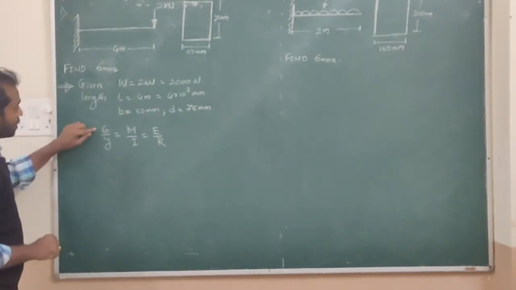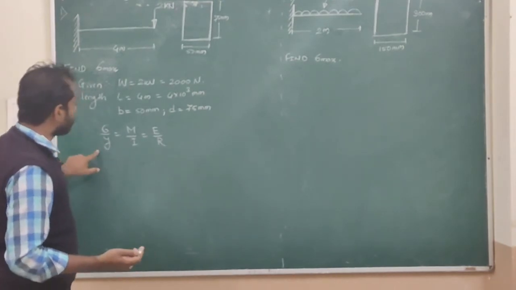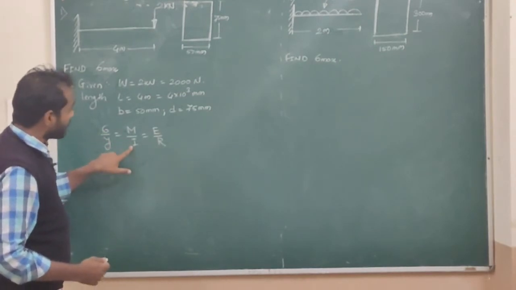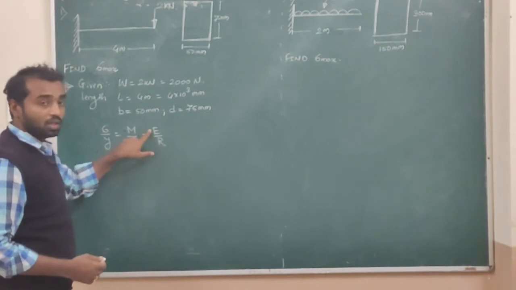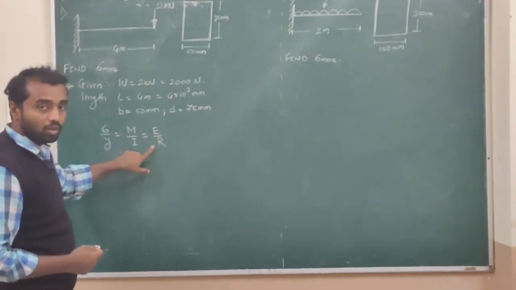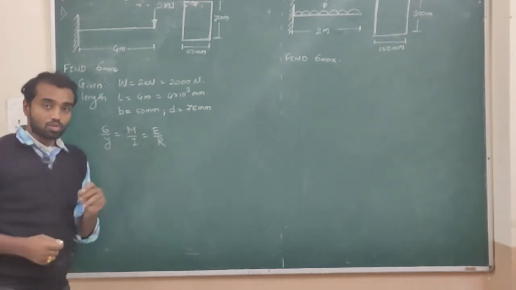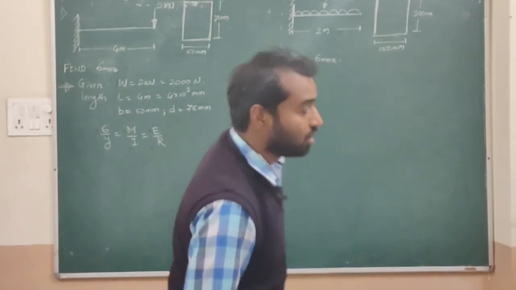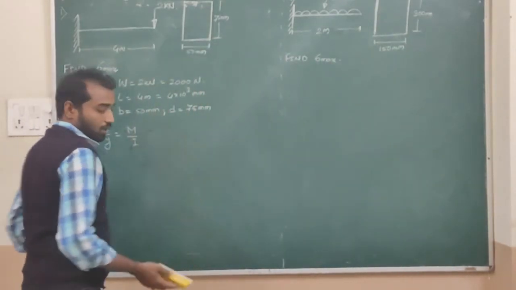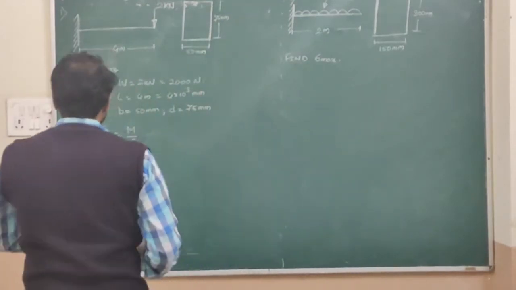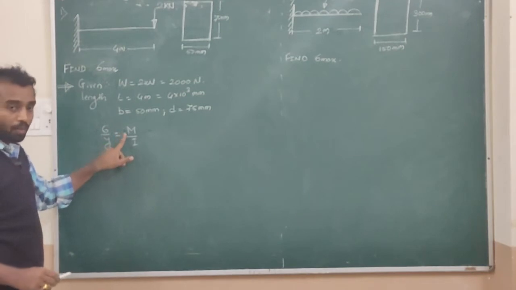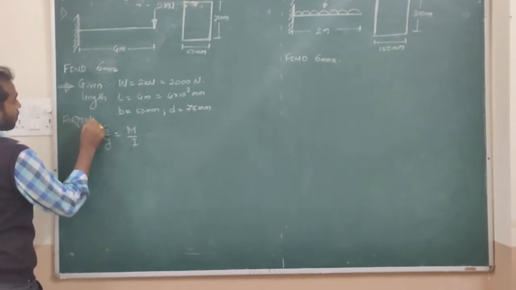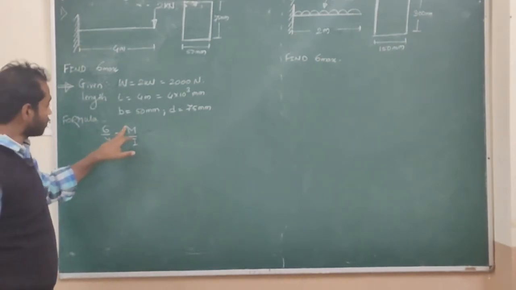Okay, so sigma is the stress, that definitely we need to find out. Y is the distance from the neutral axis, M is the moment, I is the moment of inertia, E is the Young modulus, it is not given in the numerical, and R is the radius of curvature, it is also not given in the numerical. So we simply need to use the formula as sigma by y is equals to M by I. Okay, so this formula we need to use, that is sigma by y is equals to M by I.